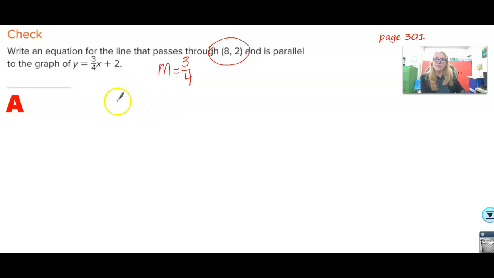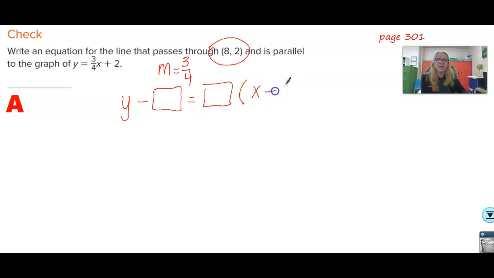Okay, we're going to start. Let's go ahead and fill in our framework. We know we're going to have y minus whatever the y coordinate is equals m, our slope, and then we're going to have x minus whatever the x coordinate is. Okay, so this is x, this is y, and that's m. We just fill in the blanks. y minus 2, 3/4 for the slope, and the x coordinate is 8.